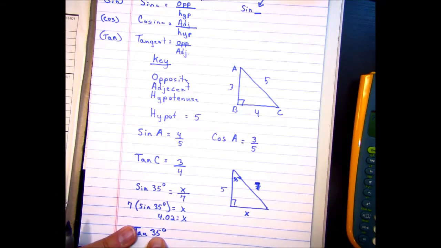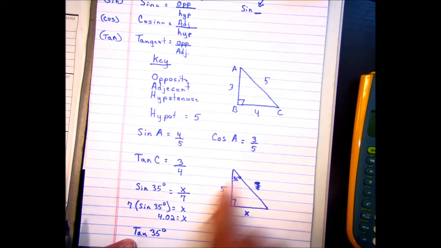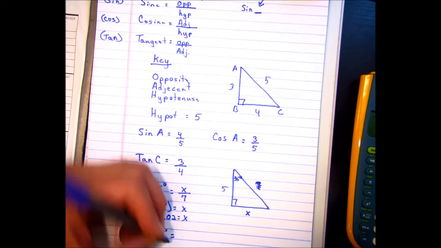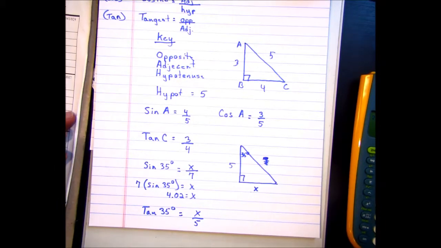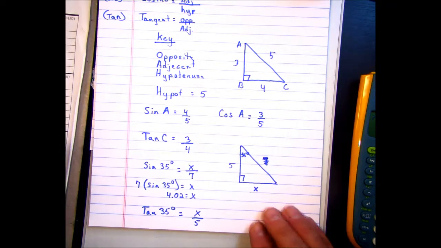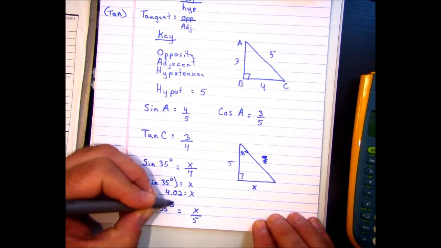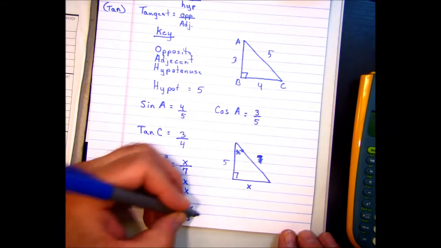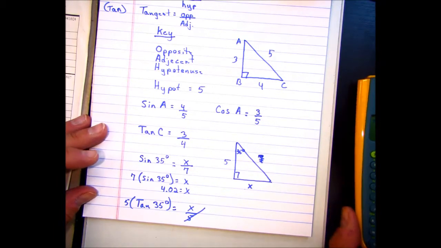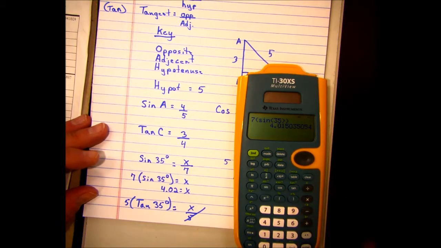Notice, the angle measurement that I'm starting at is always after tangent. Equals x over 5. And how would I solve this problem? I'd multiply both sides by 5. Correct. And you're left with x equals 5 times the tangent of 35. You type it in your calculator. 5 tangent 35. There you go.